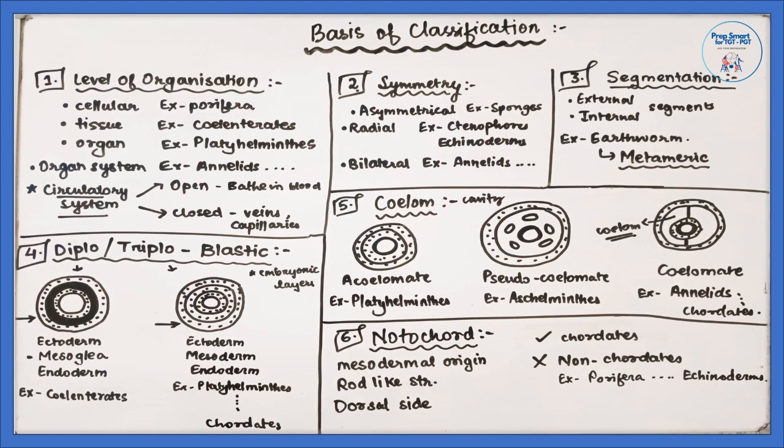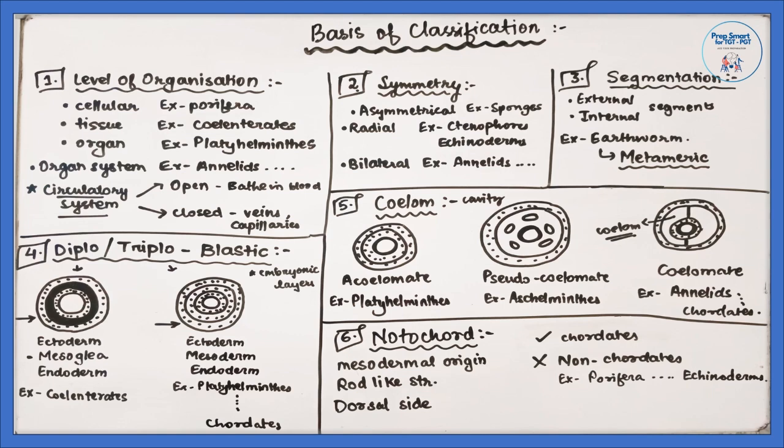Before discussing the various phyla under the kingdom Animalia, we should first discuss the basis of classification. There are a few fundamental common features to various animal groups which form the basis of classification. These features are: first, level of organization; symmetry; segmentation; diploblastic or triploblastic; presence or absence of coelom, that is body cavity; or presence or absence of notochord.